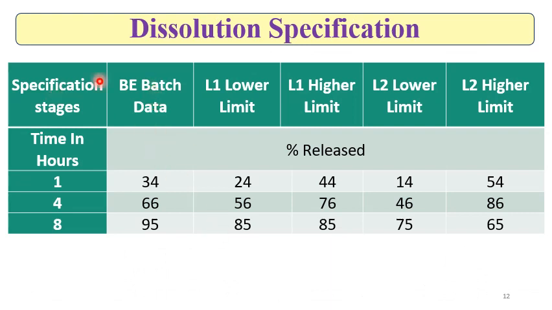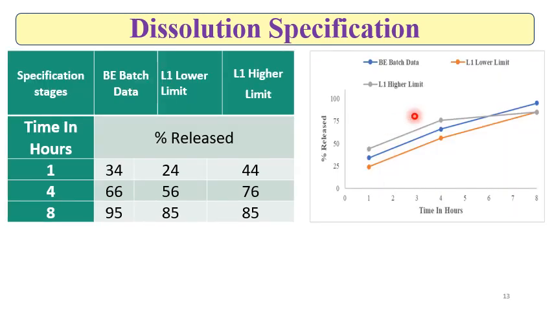Now see here the specifications I have considered for the BE batch. It is a hypothetical example. The BE batch data is giving 34% at 1 hour, 66% at 4 hours, and 95% dissolved or released at 8 hours. So based on this, 10% minus and 10% higher I have done for the L1 stage limit, 24 to 44, 56 to 76, and this 85 will be the same. Now once you go to L2 stage, higher limit and lower limit will be there, which will be 14, 54, 46, 86, 75 and 65.